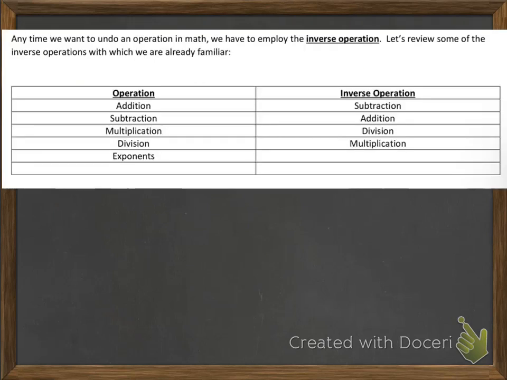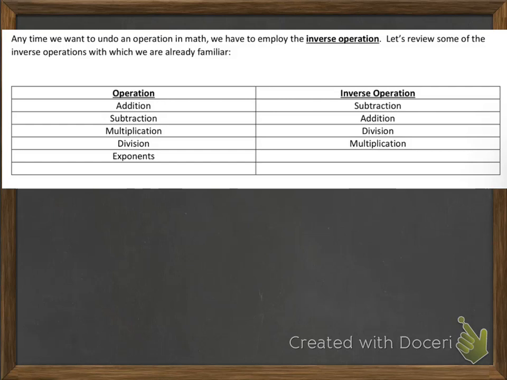Anytime we want to undo an operation in math, we have to employ the inverse operation. Let's review some of the inverse operations with which we are already familiar. For example, we know that if we want to undo addition, we use subtraction, and vice versa. That's because addition and subtraction are inverse operations of each other. Likewise, if we want to undo multiplication, we divide, and vice versa. Again, multiplication and division are inverse operations of each other.